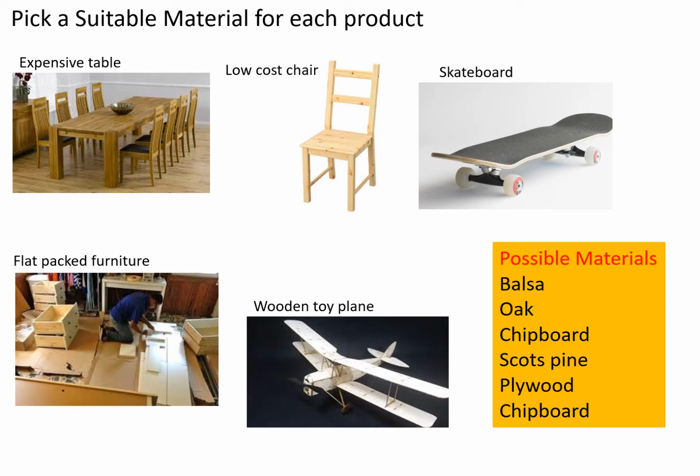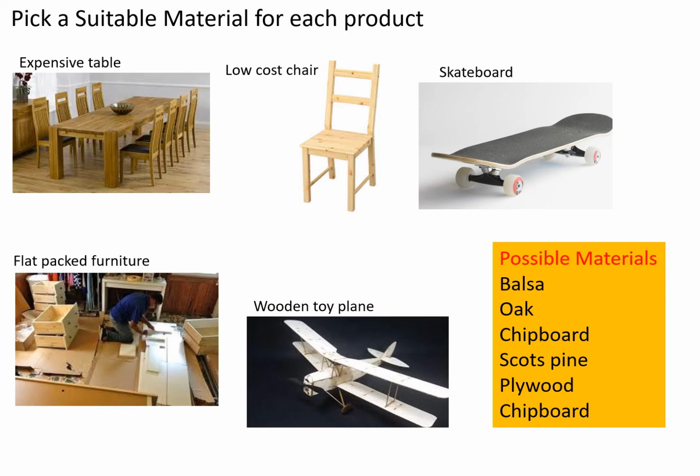Look at the pictures shown. Can you pick a suitable material for each type of product? Possible materials are shown at the bottom in the yellow box. Pause the clip now to have a go. Let's go through the answers. The expensive table and chairs. This is more likely to be made out of oak. It's hard wearing, has an open grain and you can see here that it gives a nice colour.